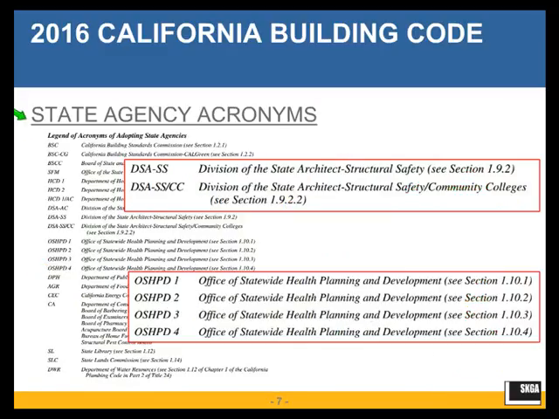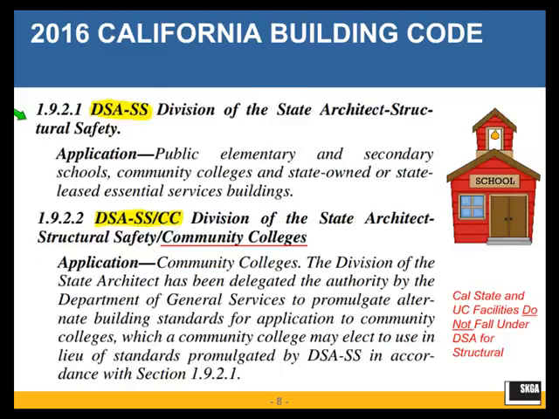So what do the state acronyms mean? For us structurally, the primary state acronyms that we deal with are DSA and OSHPD. So let's go into those a little bit more carefully. There are 2 DSA regulations. There's structural safety, which covers basically everything, and then there's a community colleges part that covers just community colleges.